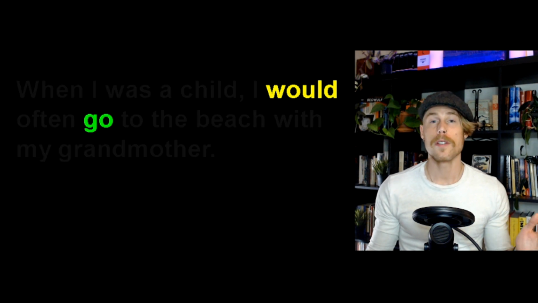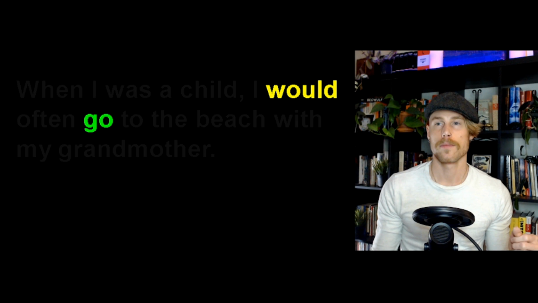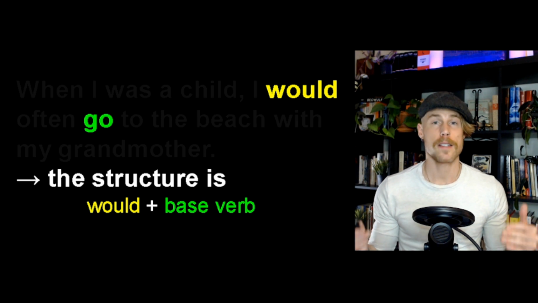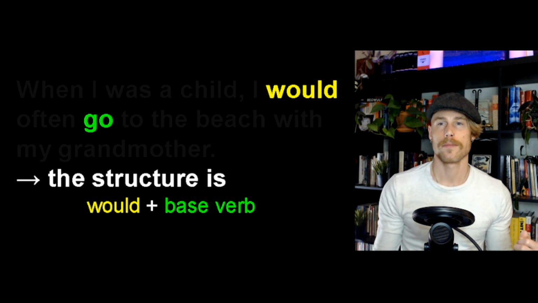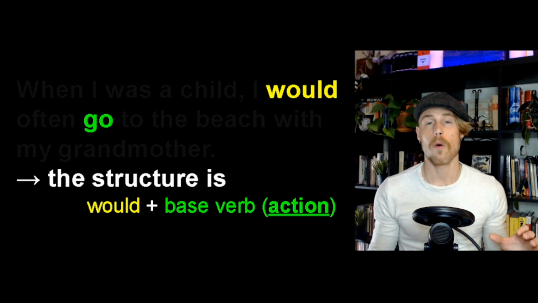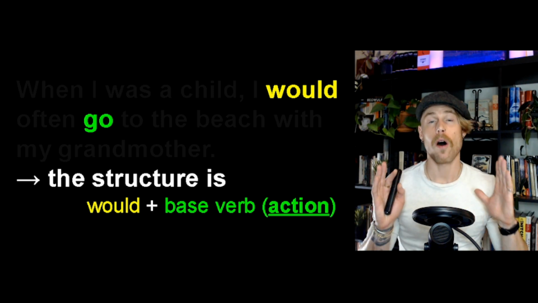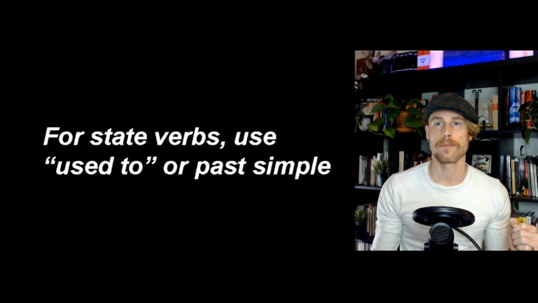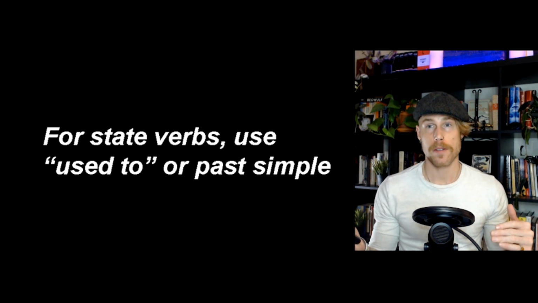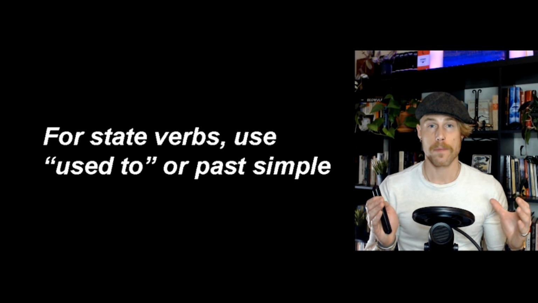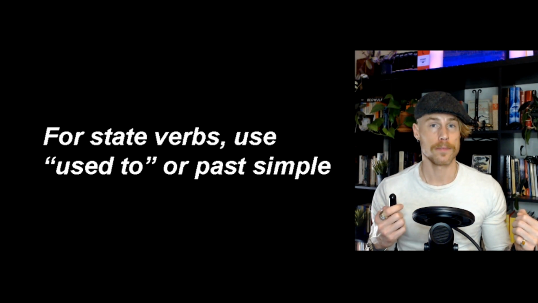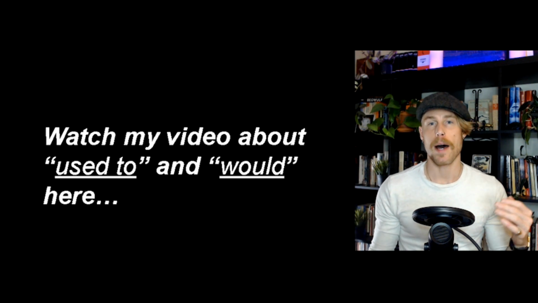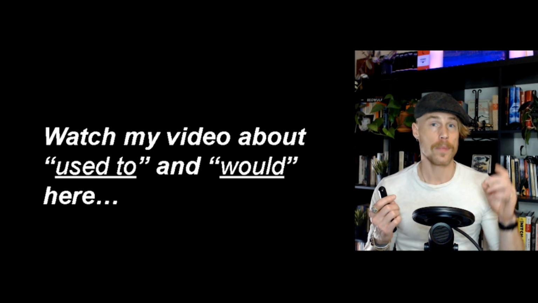So, would go. The structure is would plus base verb. And this is for actions, okay? Always actions and action verbs. For state verbs, use used to or past simple. If this is unclear for you, watch my video about used to and would here.